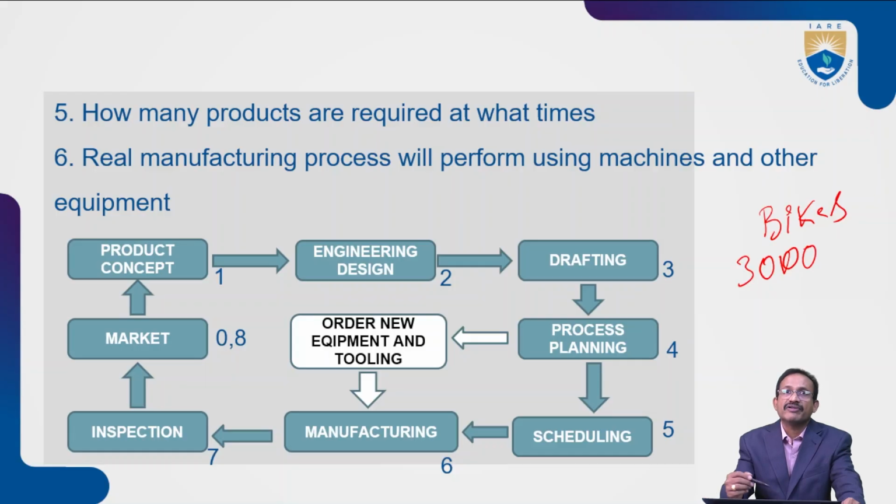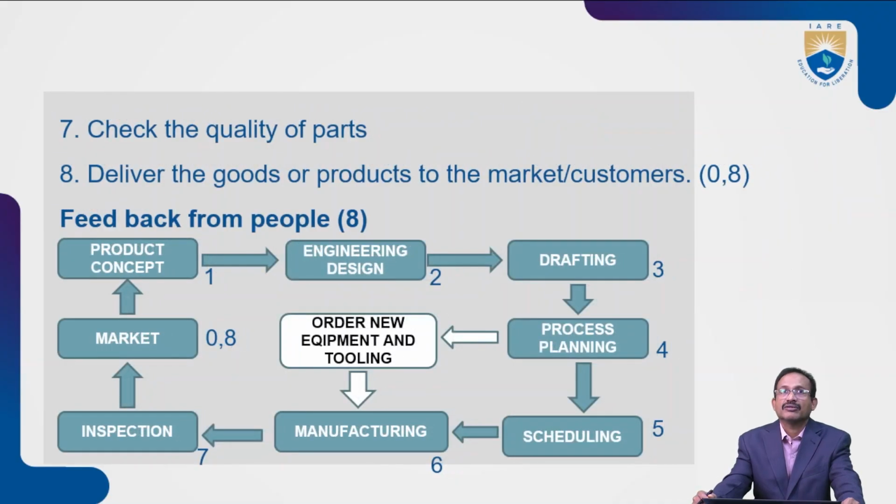Manufacturing people are completely responsible for manufacturing. The real manufacturing process is performed using machines and other equipment by the manufacturing engineers. Once the manufacturing is done, what is the next step? Whether those manufactured parts and products are perfectly all right or not. For that, the quality of parts is to be checked. That is nothing but checking the quality of parts, the seventh stage.